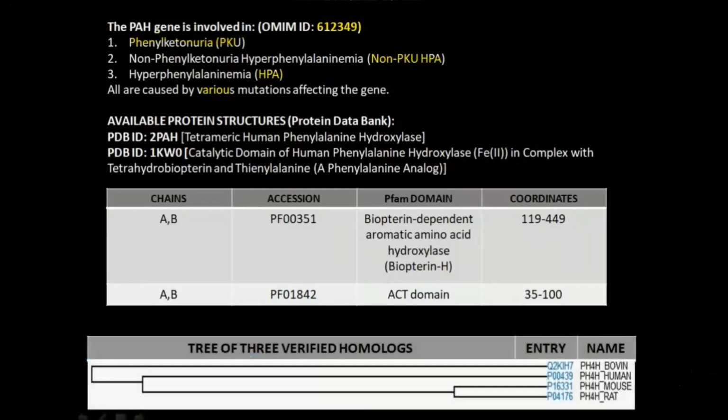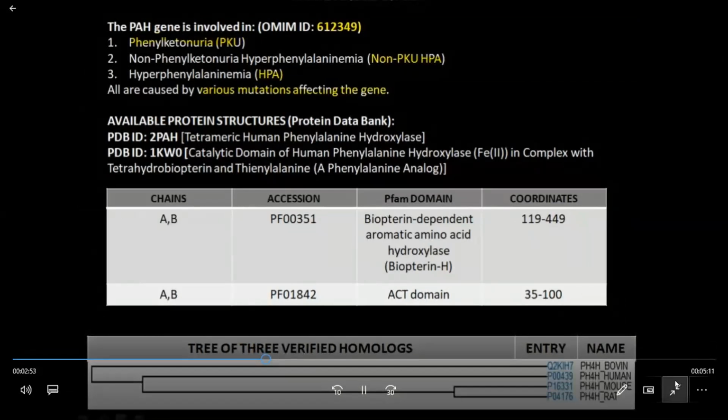All of these diseases are caused by various mutations that affect the PA gene, which can be missense mutations, deletion mutations, and various others. Now, there are various protein structures available for the phenylalanine hydroxylase enzyme in the Protein Data Bank, 2 of which I am going to show here.